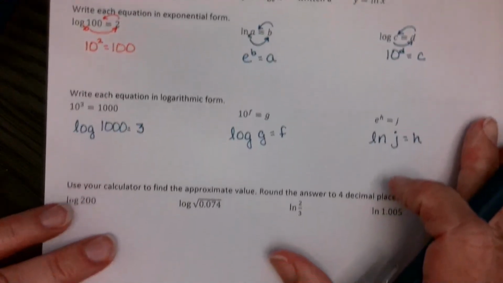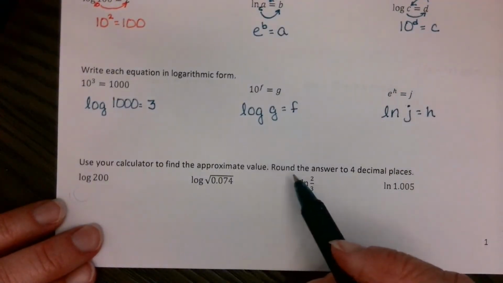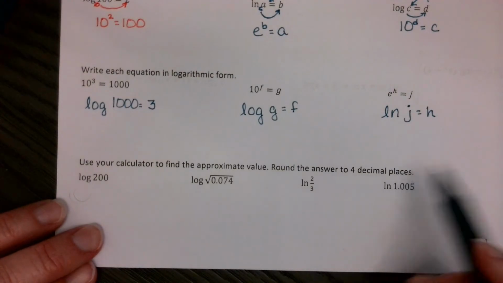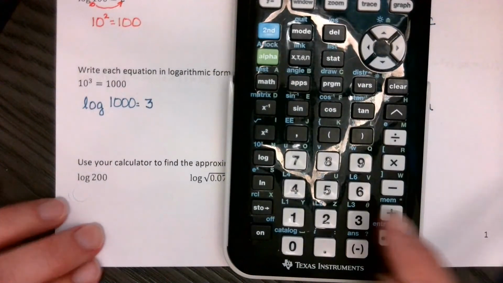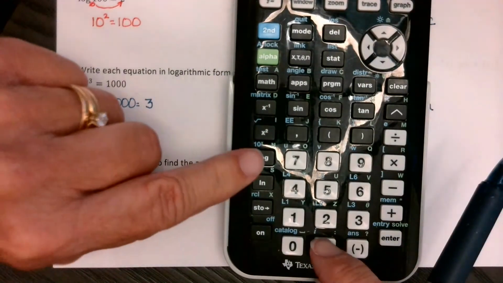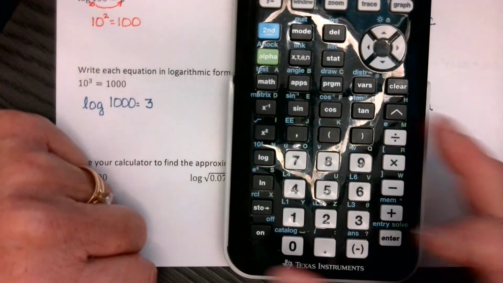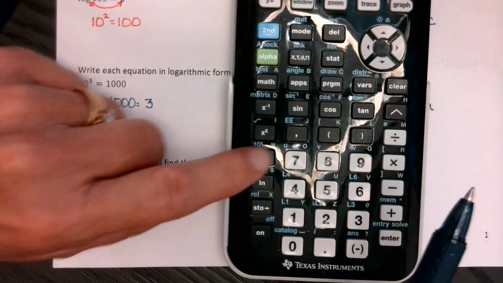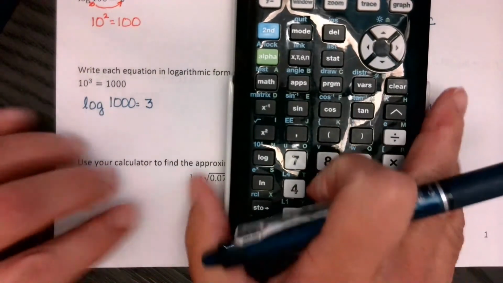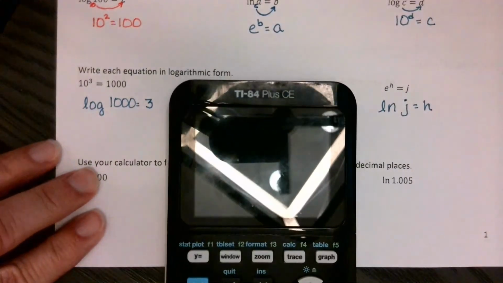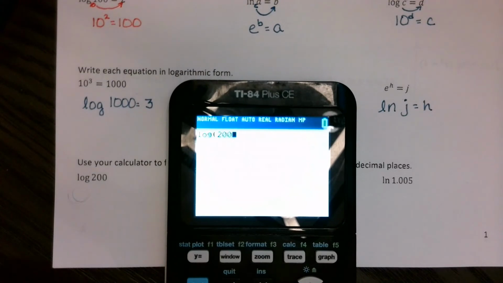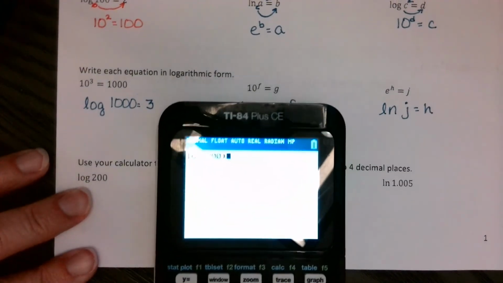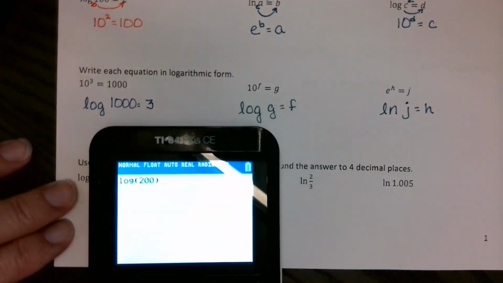All right, now we're going to use our calculator to find the approximate values, rounding answers to 4 decimal places. So pretty easy stuff. When it's log of 200, you hit log, 200, and you hit enter, and you get 2.3010.